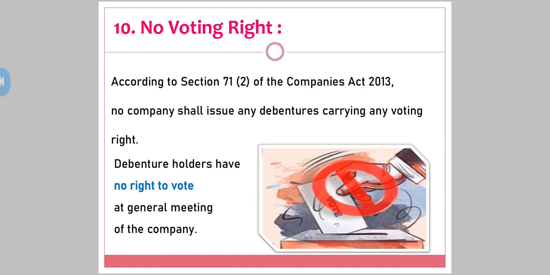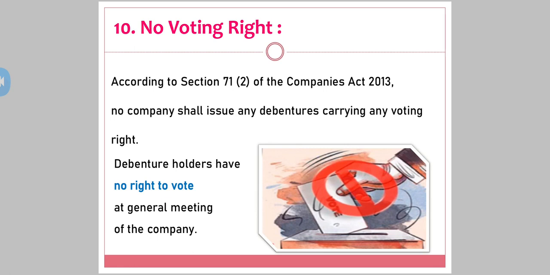When they are not the owner of the company, they have got no voting right in any of the general meetings of the company or the decisions which the company takes. See, according to section 71(2) of the Companies Act 2013, no company shall issue any debenture carrying any voting right. It's not allowed by the Companies Act. Debenture holder has got no voting right. Debenture holders have no voting right to vote at the general meeting of the company.